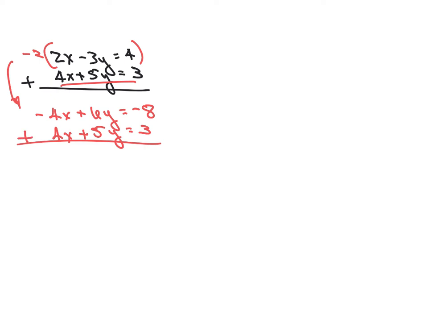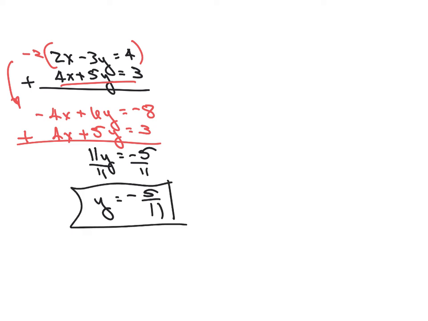Now I can add, and my x's go away. I have 11y, and negative 8 plus 3 is negative 5. Divide by 11, and my y equals negative 5 over 11. That is not pretty at all, but it's what we get.